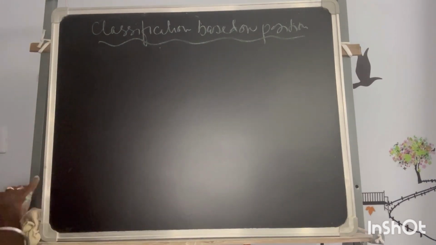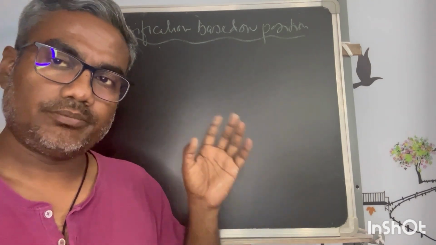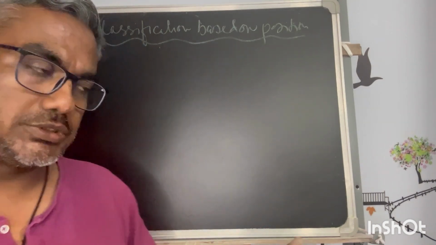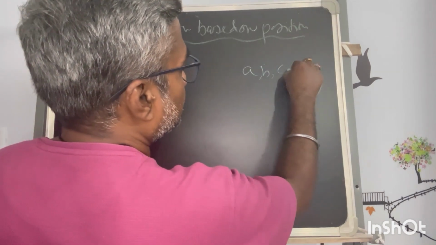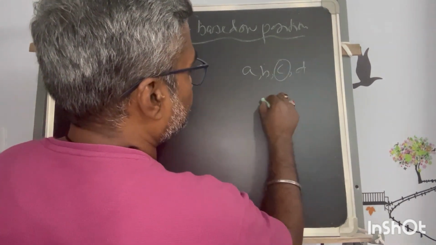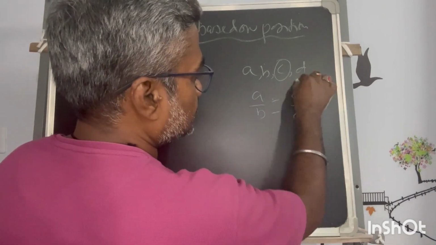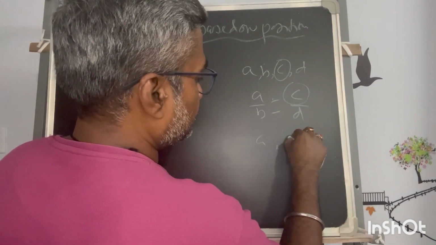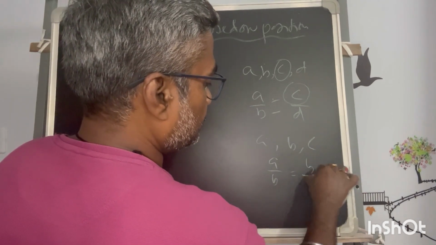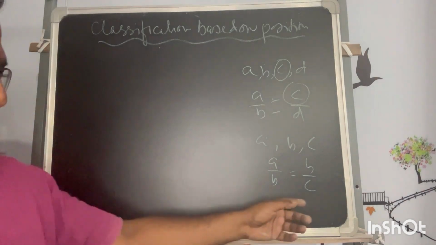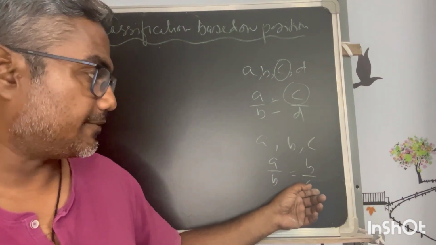So the third proportion, in the case of 4 variables, will be placed in the third position. If it is 4 variables C, D, this is the third proportion. Now this has to be placed in this place. If it is A, B and C, the third proportion, so A by B is equal to B by C, it will be the third proportion. That will be placed in the fourth proportion place. Understand?